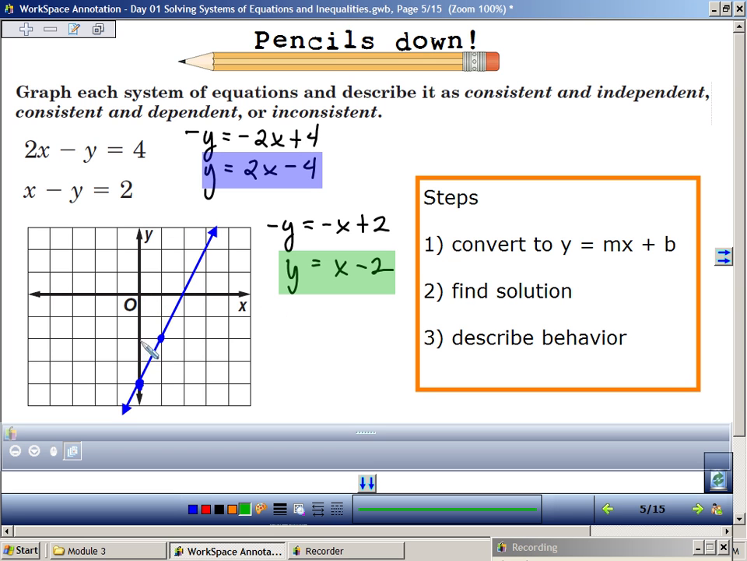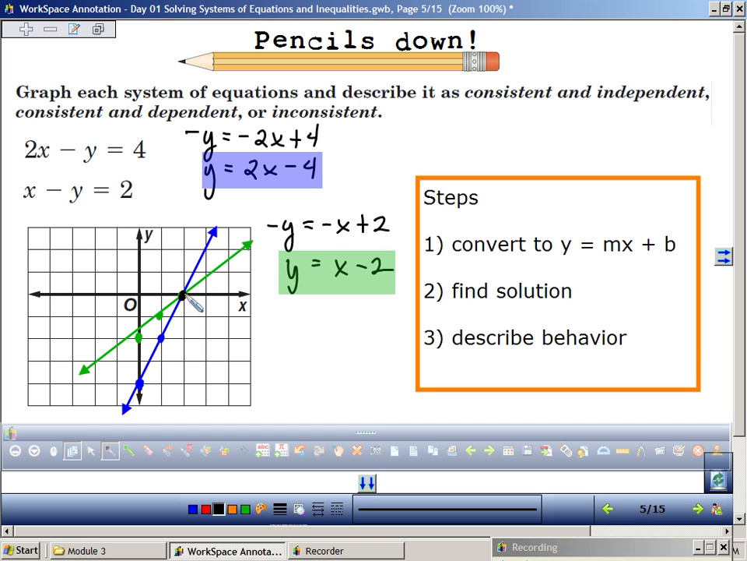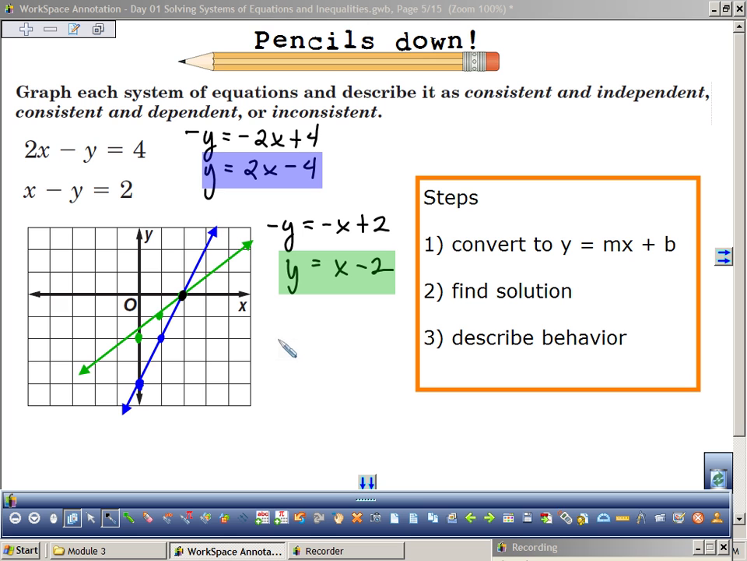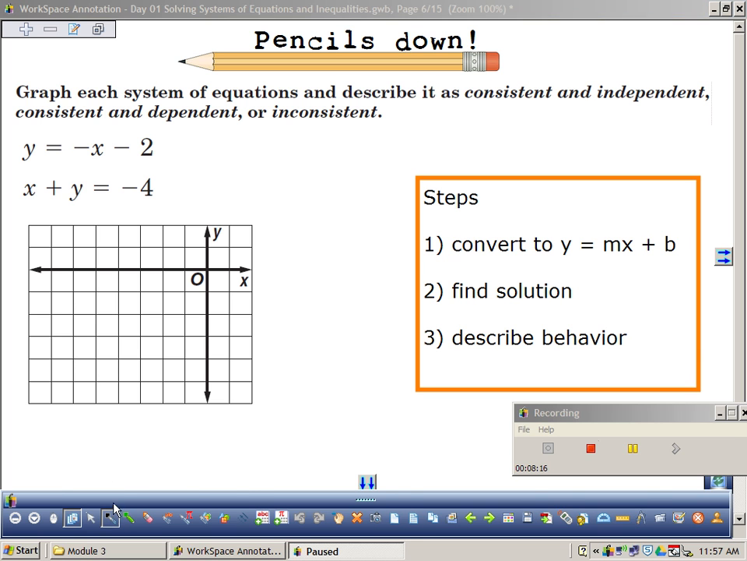Okay, so where do I begin? Negative 2. Where do I move? Up 1 over 1. I like to keep going up 1 over 1 until I find my solution, right? I'm going to draw a line there, and my solution is right here. Go ahead and write that. 2, 0. Alright, I'm going to do this one a little bit faster.